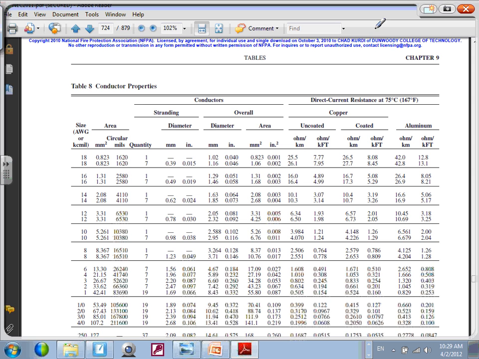I want to emphasize for voltage drop, if you have number 12 here, it gives you the circular mill for it, if it's solid or stranded, all the way up to the area. If it's uncoated copper, unless you know otherwise, the resistance per ohm per kilofoot is going to be this amount for every 1,000 feet. If it's aluminum per kilofoot, the resistance is going to be this amount. Any question, guys, about table 8 with the conductor properties?